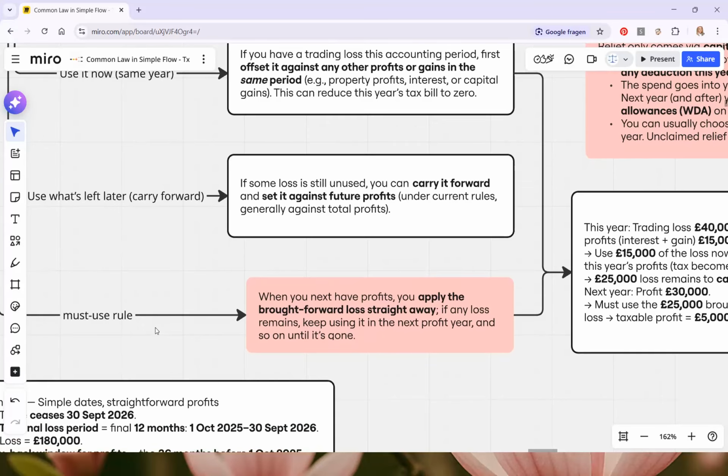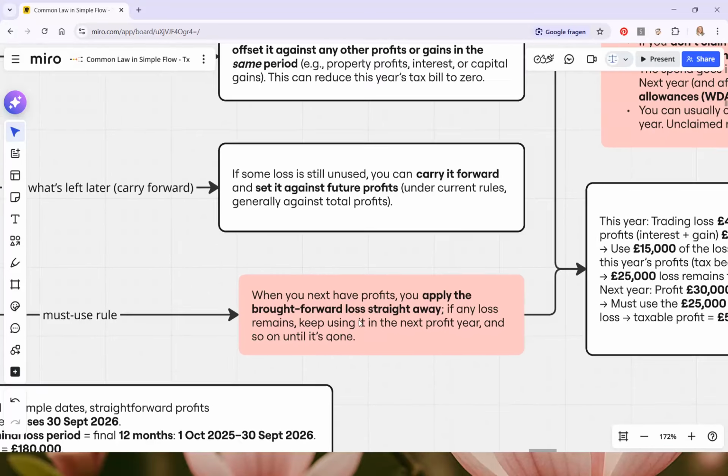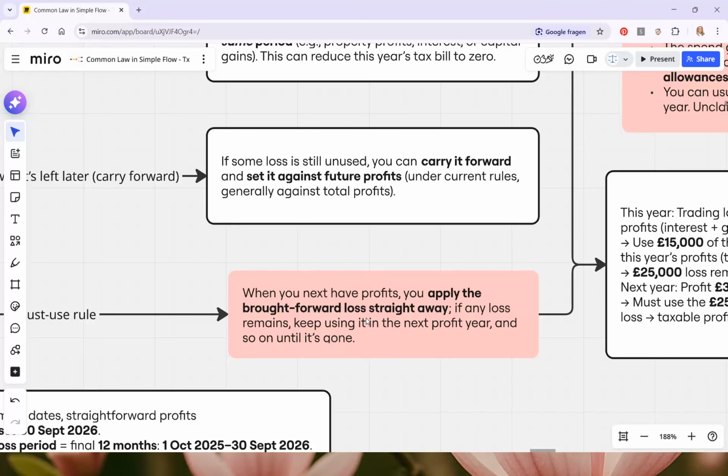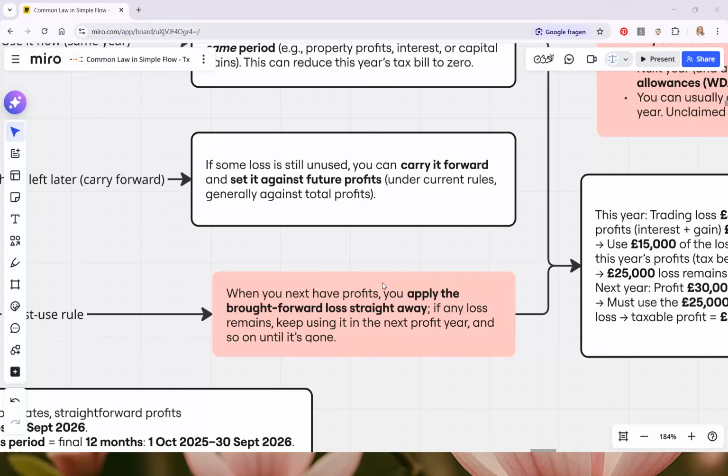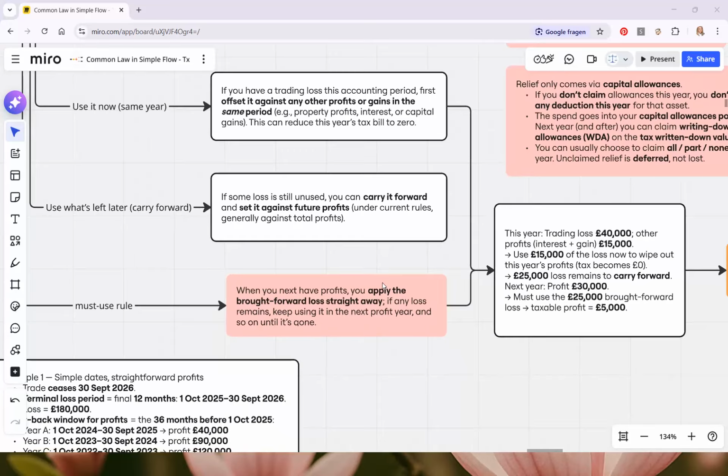And let's see the must use rule. When you next have profits, you apply the brought forward loss straight away. If any loss remains, keep using it in the next profit year, and so on until it's gone. So that means every time you make a profit, old losses wipe it out first until they are gone. Let's see an example.